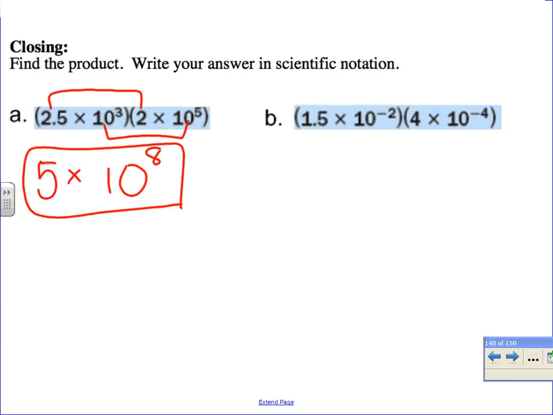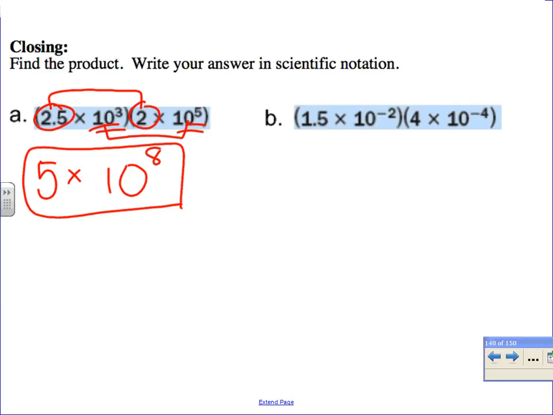Yeah, always multiply these two, and then always multiply these two. Comma H? Okay, that's fine. We're going to get to the harder ones. Okay, letter B. Let's multiply these ones.